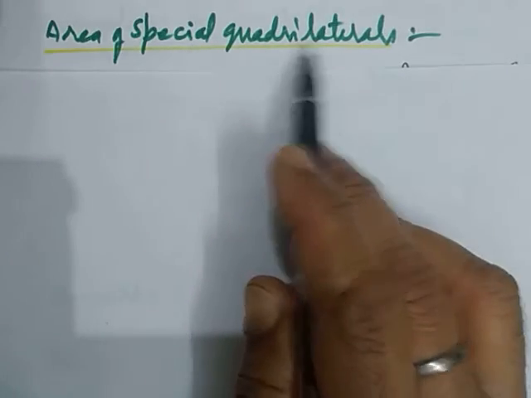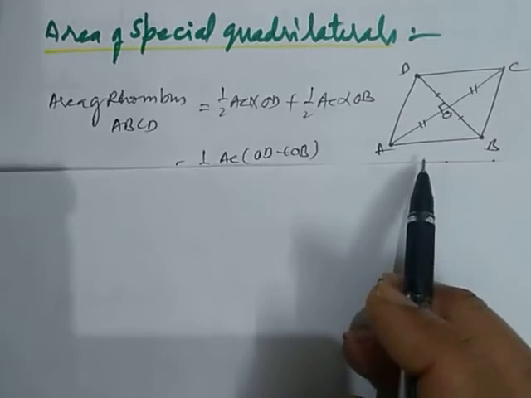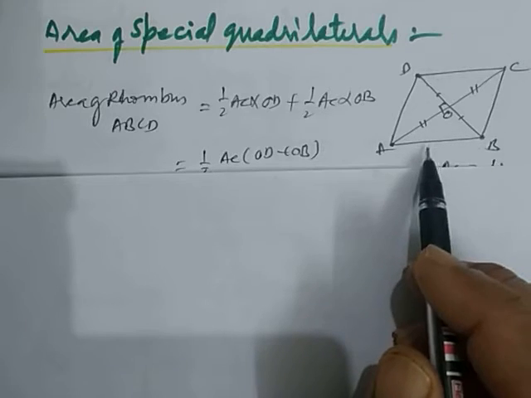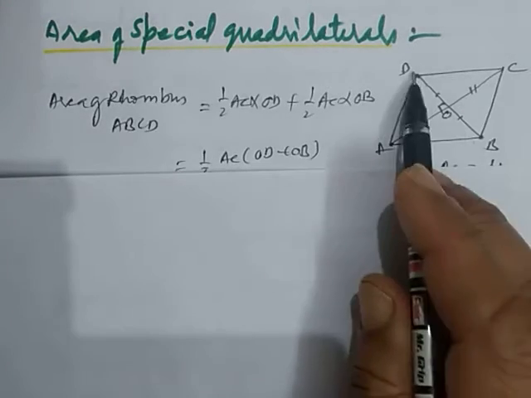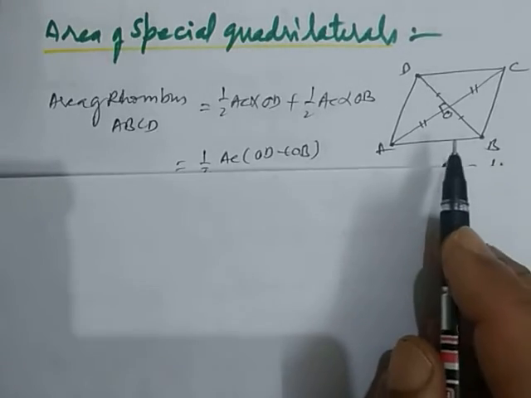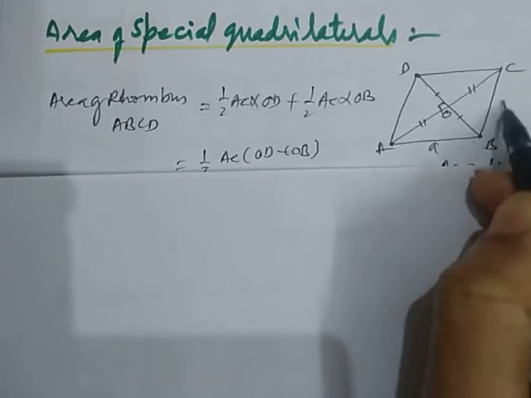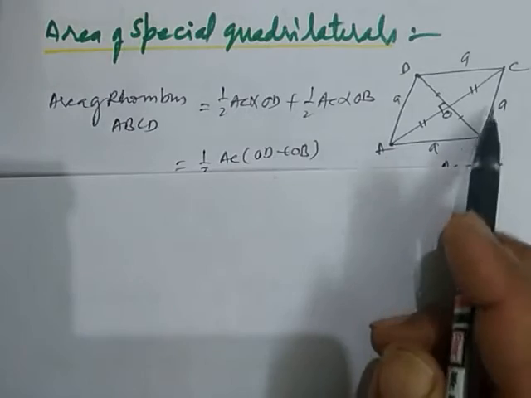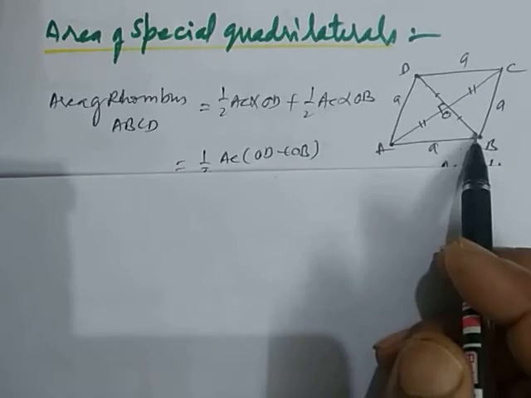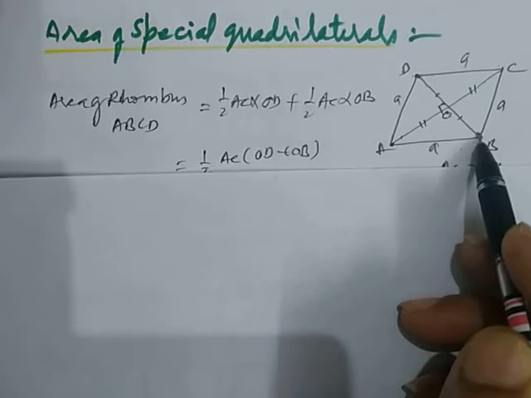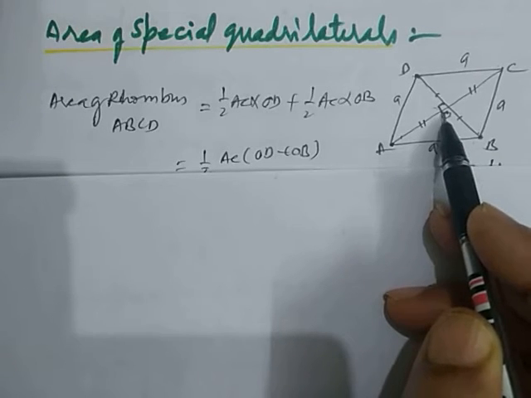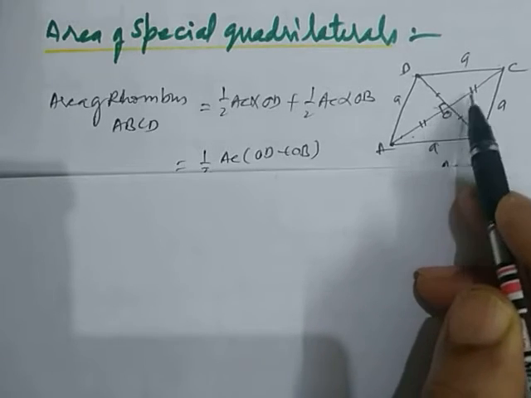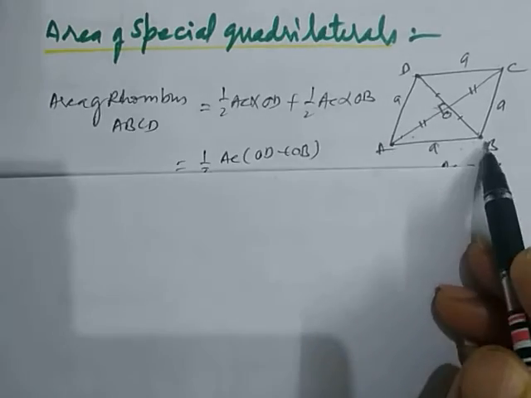Area of special quadrilaterals. This is a special quadrilateral named rhombus. ABCD is a rhombus. The characteristic of a rhombus is that all the sides are equal, and opposite angles are equal. Both the diagonals perpendicularly bisect each other. This is perpendicular to this. By perpendicular bisection, AO equals OC and OD equals OB.